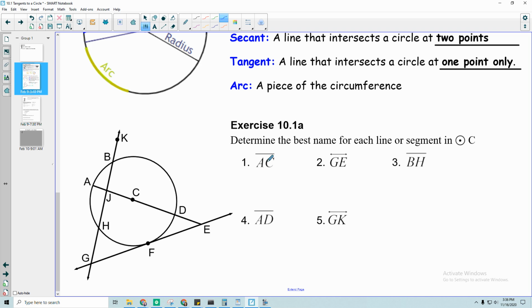So in Circle C, AC is a segment, and it starts at the center and goes to a point on the boundary. So that would be a radius. That would be the best word to describe AC. All right, GE. What about GE? So from G all the way to E, notice how there's arrows on both ends. So this would be a line. And it only hits the circle at 1 point. It only hits it at point F. Okay, so this would be a tangent line.